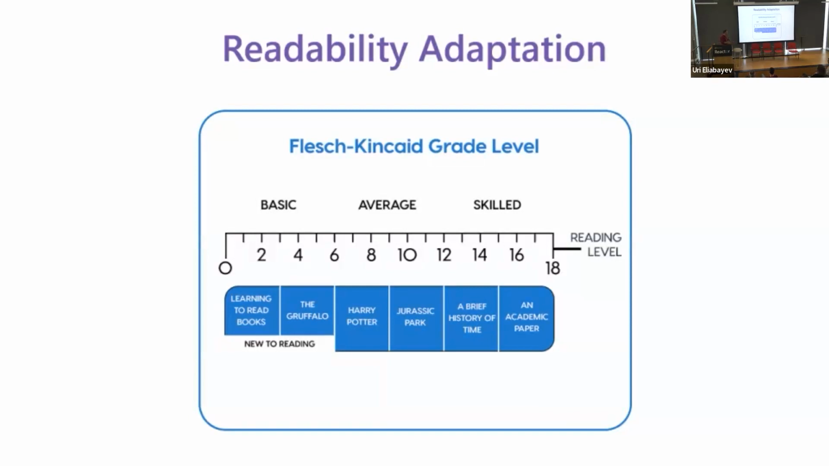And as you can imagine, different texts, for example, Harry Potter is more appropriate to a reading level of, let's say, between 6th and 9th grade. And an academic paper is above 15. So this is just one such metric called Flesch-Kincaid.